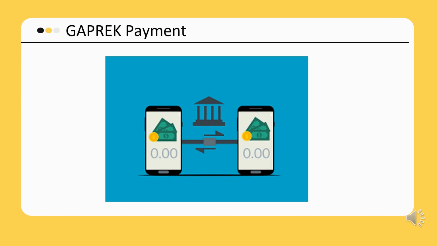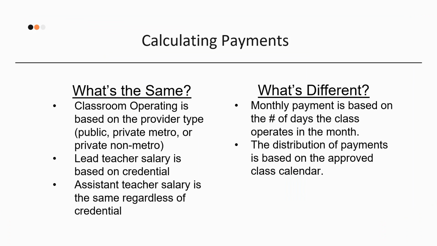Okay, it's time to talk about money. Cha-ching. So we are going to talk about payments. So let's talk about what's the same and different in our payment system between Panda and GA Pre-K. What's the same? We're still basing our classroom operating expense on whether or not our program is a non-metro private, a metro private, or a public school. That's the same.